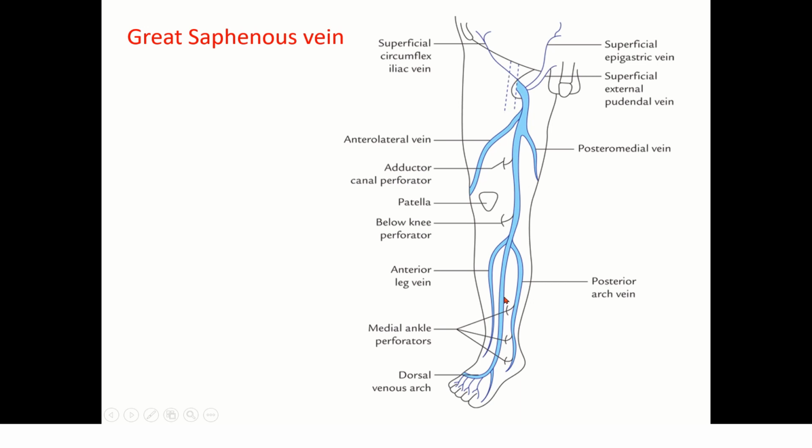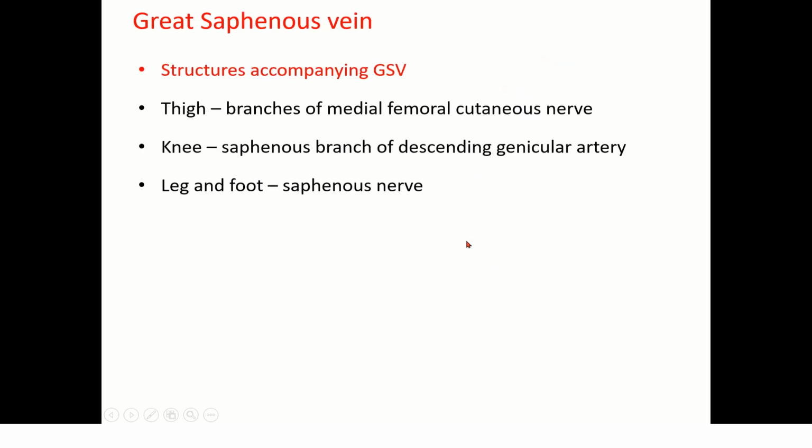Here you can see the posterior arch vein, which is formed by the venous arcades joining the three medial ankle perforators. Here you can see the anterior leg vein. Here you can see the adductor canal perforator and the below knee perforator. Here you can see the anterolateral vein and the posteromedial vein. These are all the tributaries of the great saphenous vein. Here you can see the superficial external pudendal vein, superficial epigastric vein, and superficial circumflex iliac vein.